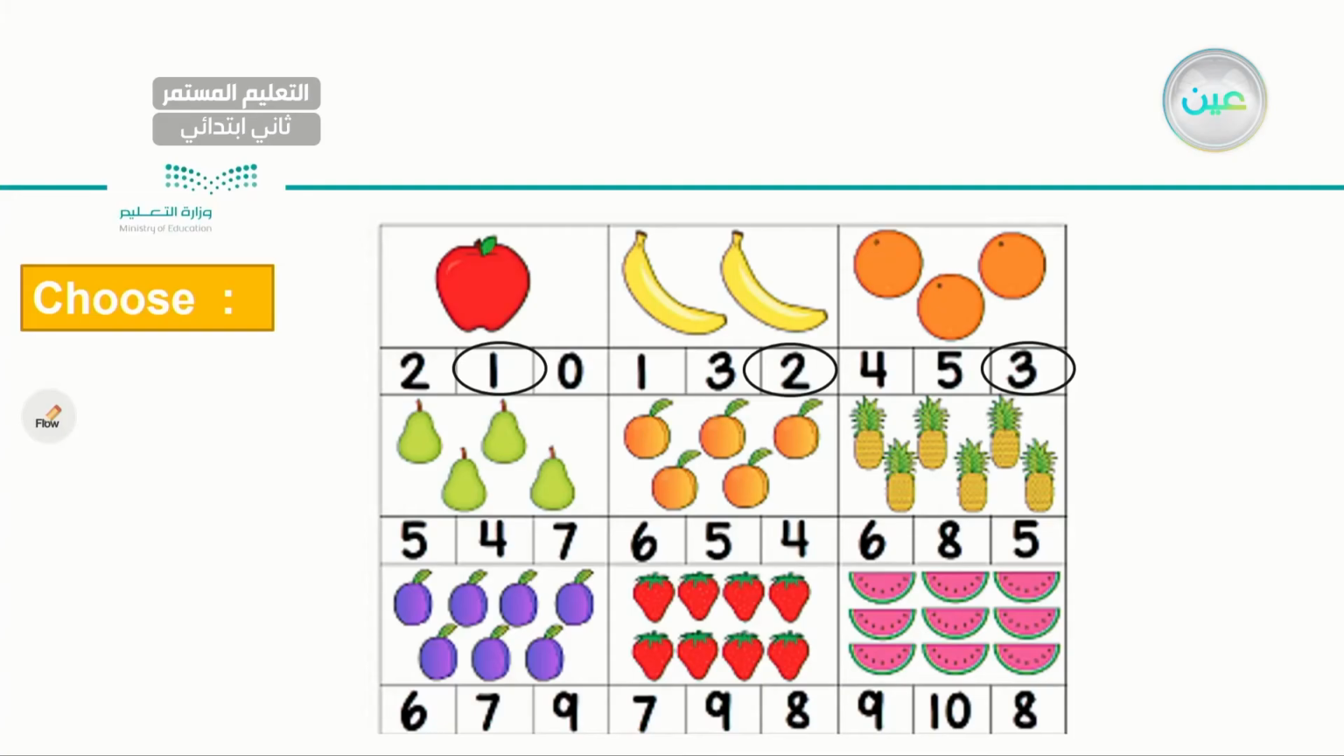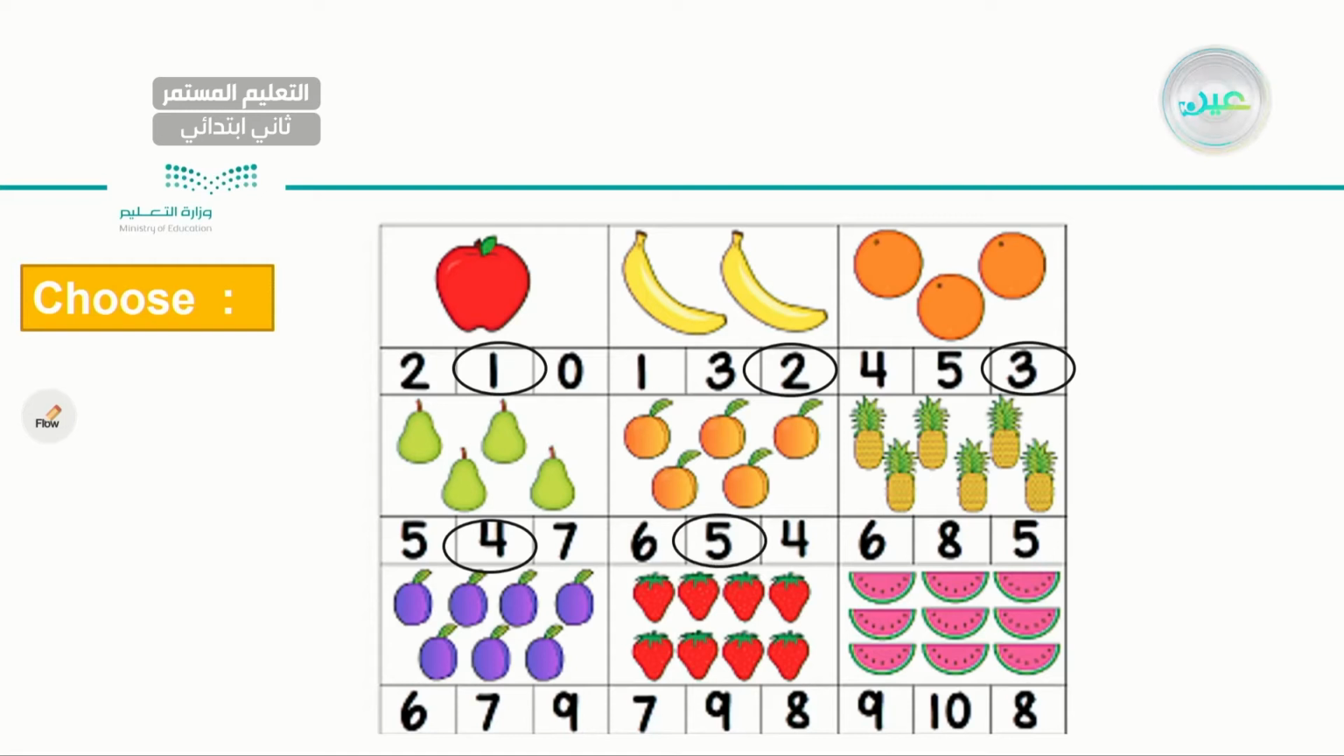How many bears can you see? 5, 4, 7. I have 4. Very good. How many oranges can you see? Oh, sorry, apricots here. How many apricots can you see? I can count up to 5.